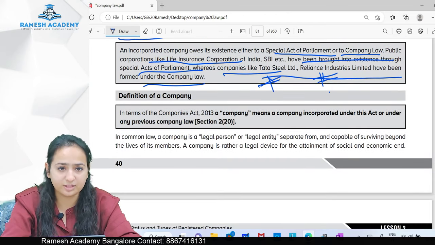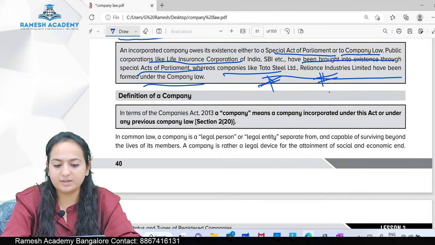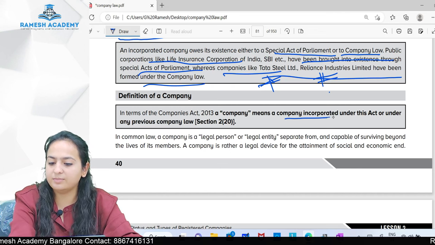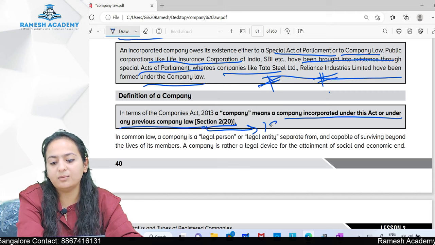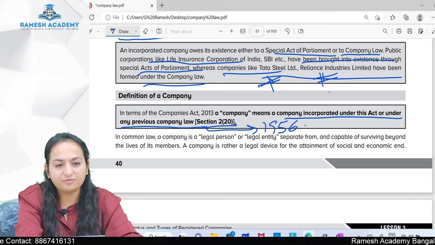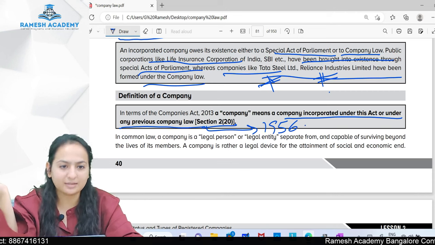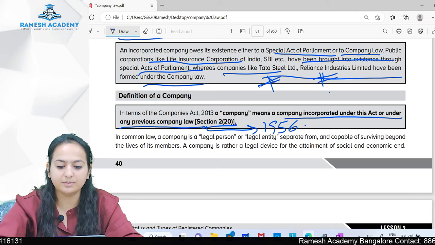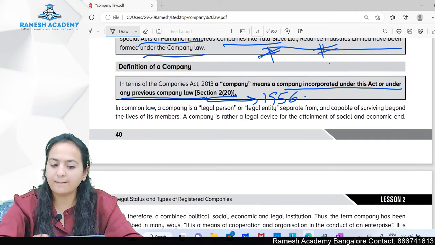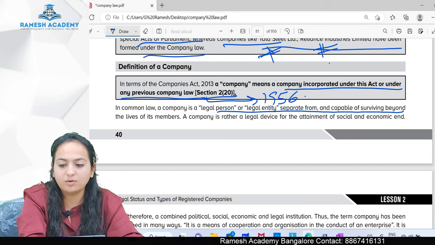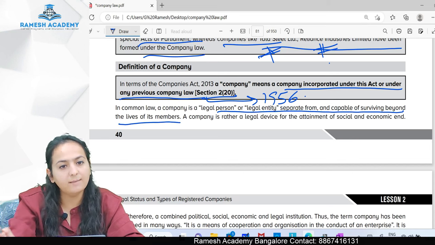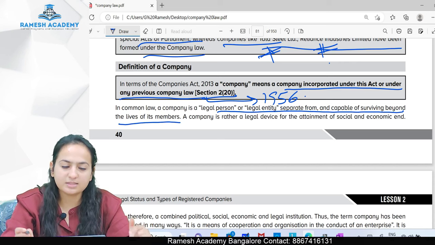Now, what is the definition of a company? Under the Companies Act 2013, a company means a company incorporated under this act or any previous company law. Previous company law means like 1956 or the previous acts that we have studied in the previous chapter. In company law, a company is a legal person or a legal entity, separate and capable of surviving beyond the lives of the members. So it is always a separate entity.